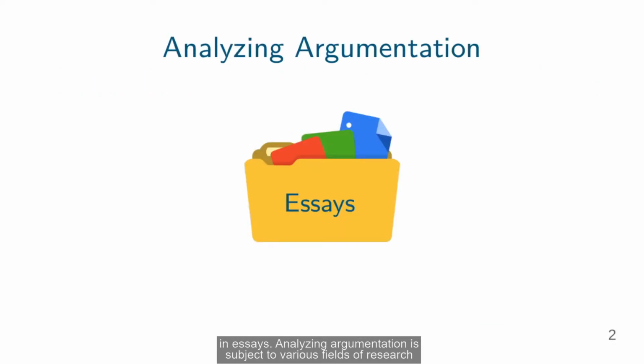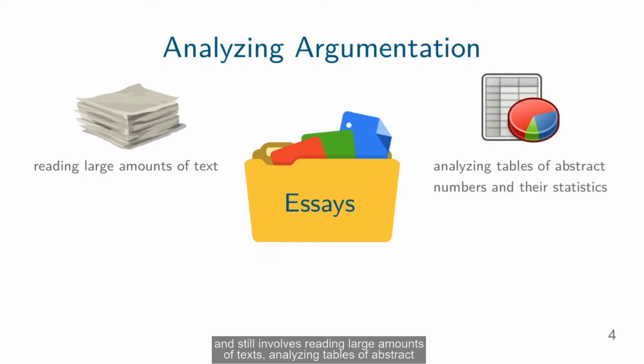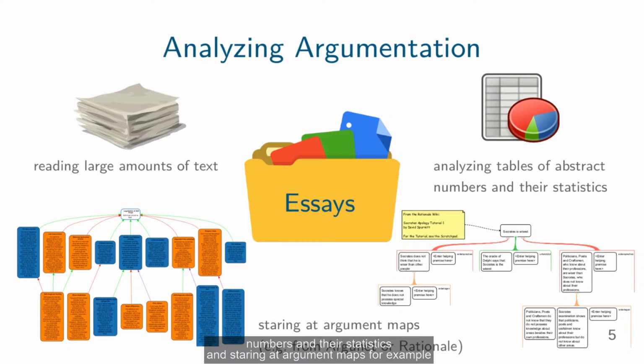Analyzing argumentation is subject to various fields of research, including computer linguistics or digital humanities, and still involves reading large amounts of texts, analyzing tables of abstract numbers and their statistics, and staring at argument maps, for example these here from Argunet or Rationale. The typical tasks, like finding common structural and temporal patterns, comparing the structures of sets of text, or finding texts containing specific or uncommon structures, are almost infeasible using current tools.